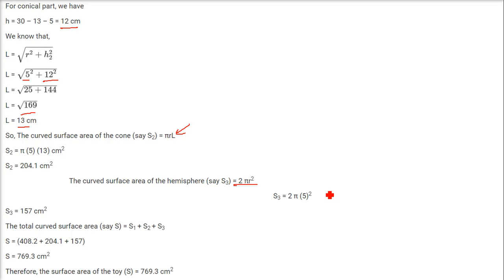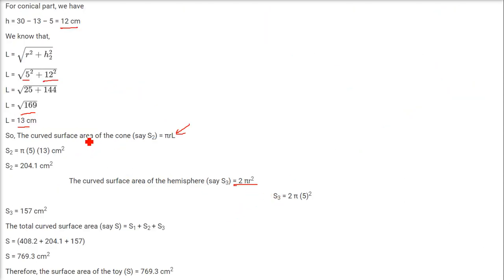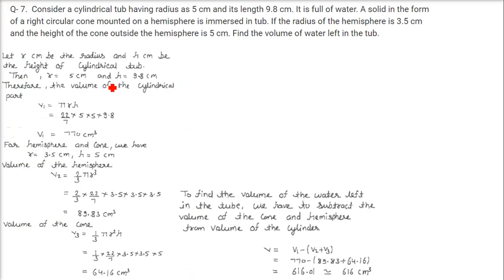Now curved surface area of the hemisphere is 2 pi R square. Radius is same for all these three, it will be 5 only. This will be 5, so it will be 2 pi R square. And now you have to add these three, S1 plus S2 plus S3. So this one and the previous one we found, we just have to add it. It is going to be 769.3 centimeters square.